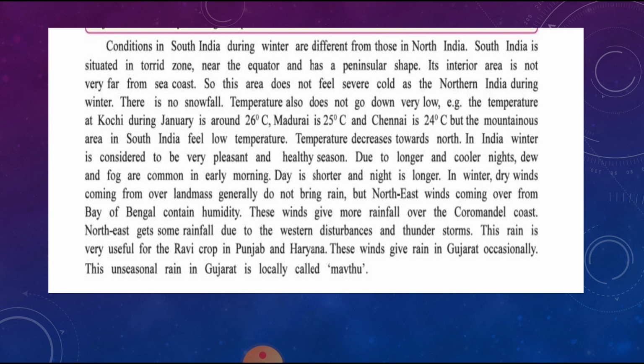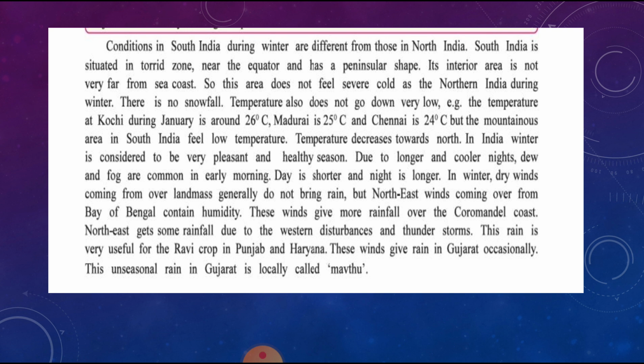Northeast India gets some rainfall due to the western disturbance and thunderstorms. However, what happened? Northeast India gets some rain. Why? Due to the western disturbance and thunderstorms. And this rain is very useful for the Rabi crop in Punjab and Haryana. And these winds give rain in Gujarat occasionally, and this unseasonal rain in Gujarat is locally called Mawath.